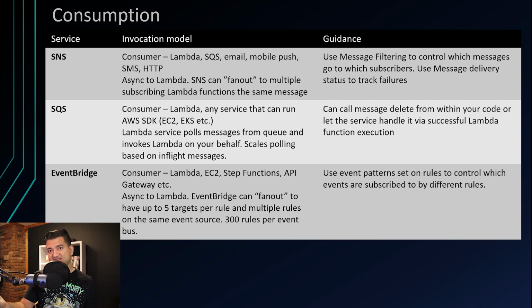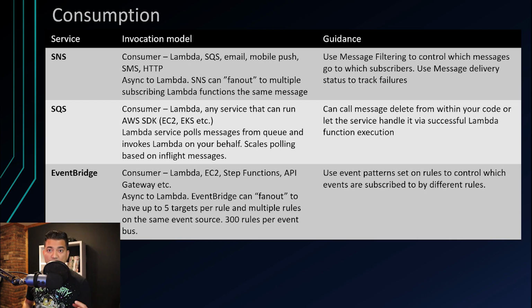And for Lambda, because Lambda is the most popular one, SNS calls the Lambda synchronously, and SNS can fan out to multiple subscribing Lambda functions for the same message. One guidance is you can use message filtering to control which messages go to which subscribers. So we talked about this in a couple slides before.